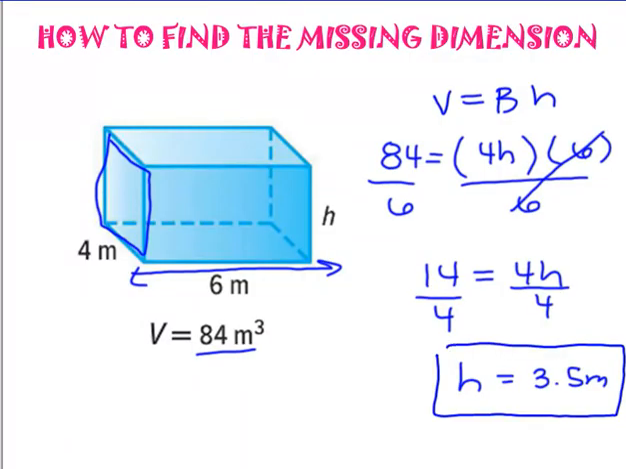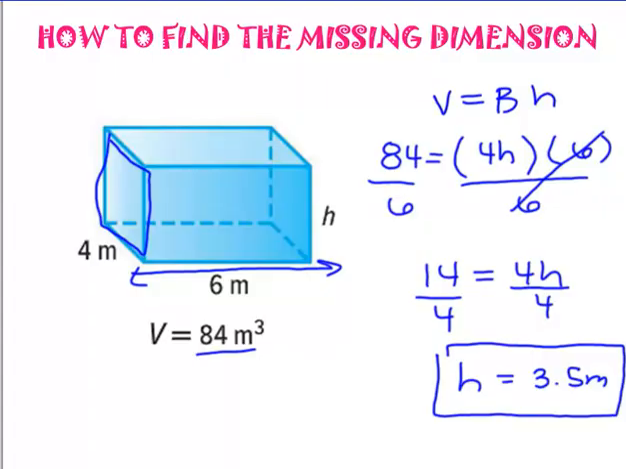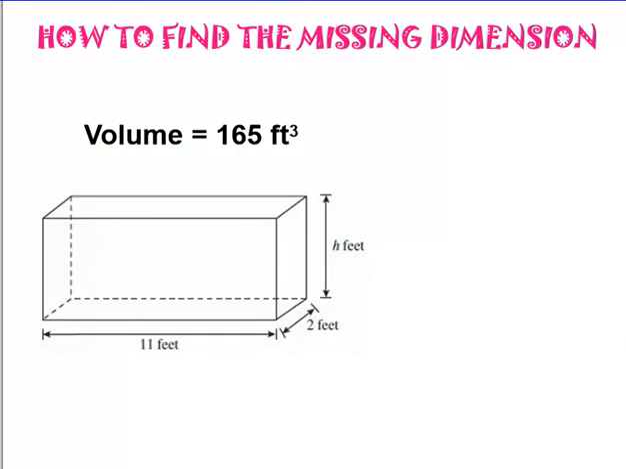Now, when you're finding the missing dimension, it is not meters cubed, it's not meters squared, it's just meters, because it is only one of these dimensions. Remember, when you multiply them all together, meters, meters, and meters, then you'll get meters to the third power.